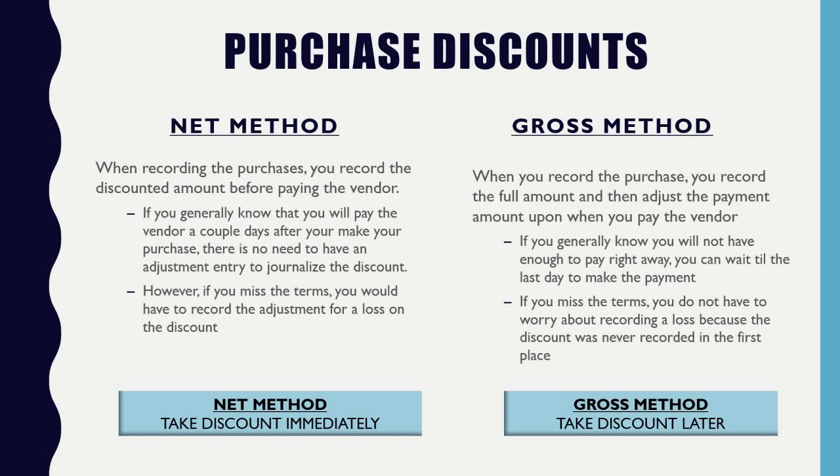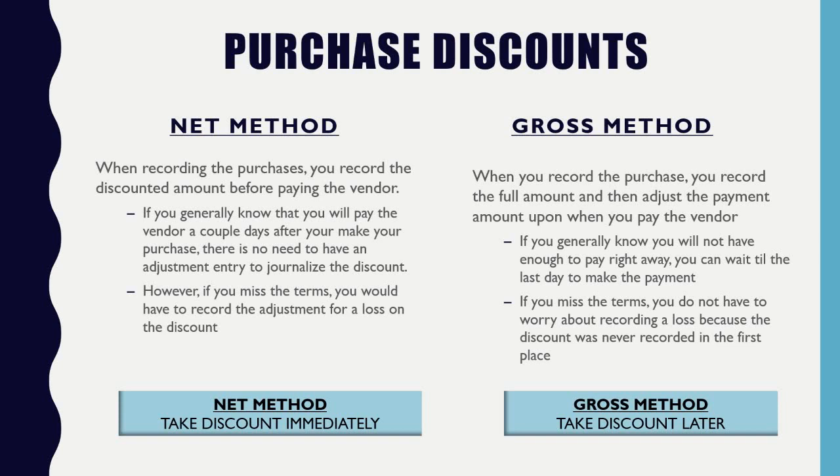But in most cases, like I've mentioned before, smaller businesses might not be able to afford that $10,000 right then and there. They may have to wait until they make their proper sales and collect that money to say, hey, I now have enough to pay off your bill. And if I pay within the discount period, then great, I get the discount. But if I don't, I have X amount of days to just pay the bill off. So that's the idea here. One, the net method is you take the discount immediately, whereas the gross method, you take the discount later.